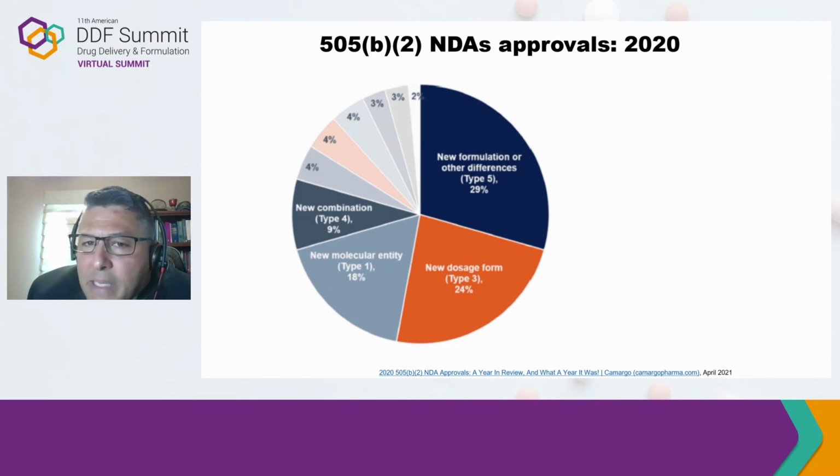Let's speak a little bit about the review time. So the median review time for ANDAs increased by 1 month, from 10 months in 2019 to 11 months in 2020. Also, more than half, 55%, of all 505(b)(2) NDA approvals had review times of 12 months or less, down from 71% in 2019. Some 505(b)(2) NDAs had review times of 6 months or less, 2 of which were priority review products.